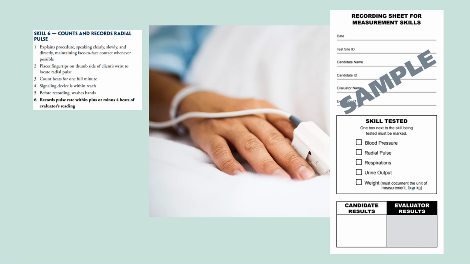Counts and records radial pulse. Here's another skill where the candidate can use their analog watch, a watch with a sweeping second hand. I always point out here that it is very important the candidate know how to use the analog watch and how to determine when 1 minute is up as scored in step 3.